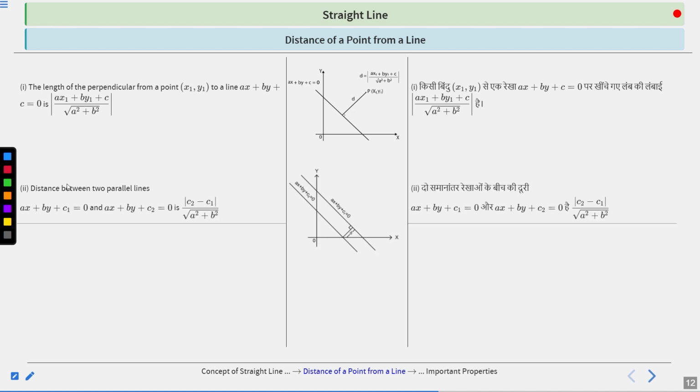Now, the distance between two parallel lines. In this figure, we are given two lines which are parallel to each other. Clear? So they can be written as ax plus by plus c1 equal to 0 and ax plus by plus c2 equal to 0. Suppose the distance between them is d. Therefore, the distance d between the two parallel lines is the absolute value of c2 minus c1 upon root over a square plus b square. Got it? Clear?